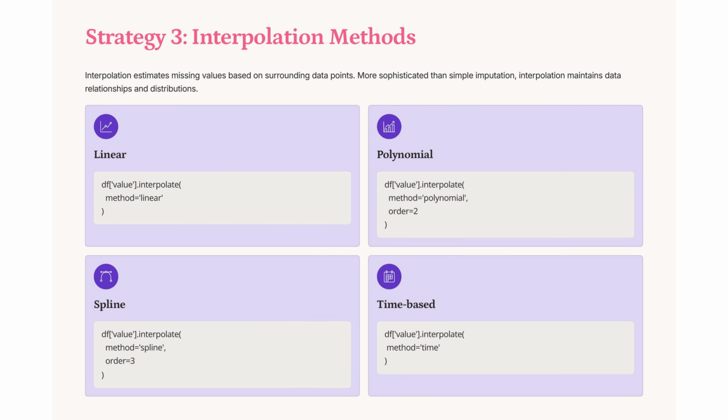Interpolation methods estimate missing values by leveraging surrounding data points, preserving data relationships. Linear interpolation connects points with straight lines, while polynomial uses quadratic equations for smoother transitions. Spline interpolation fits a smooth curve through data, and time-based interpolation considers temporal order, ensuring continuity in time series data.